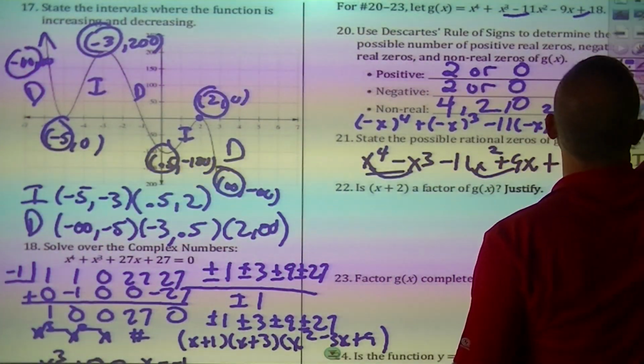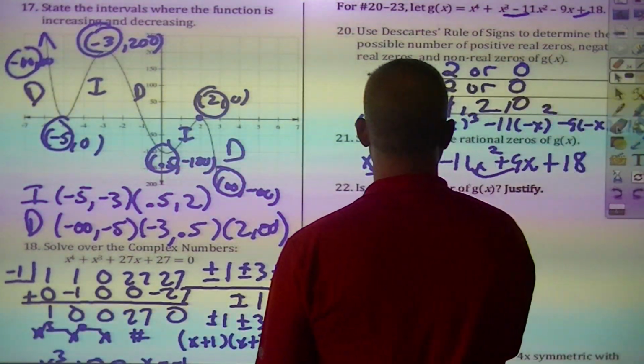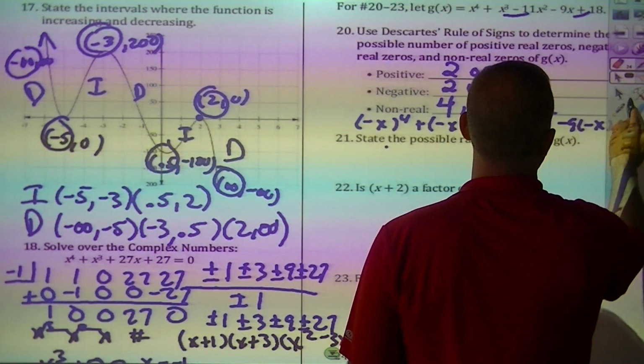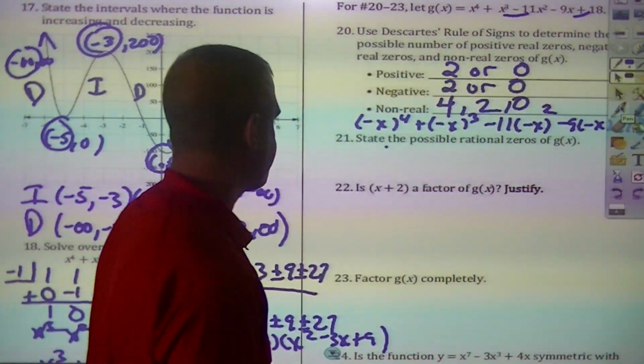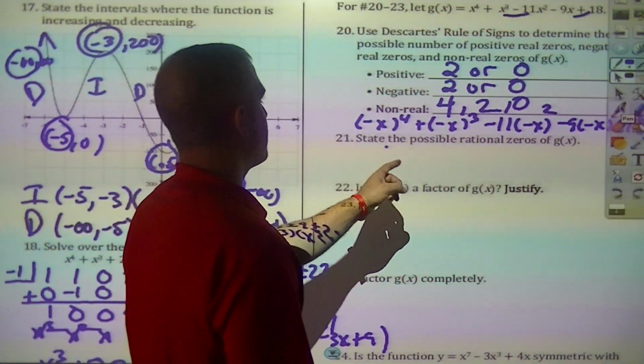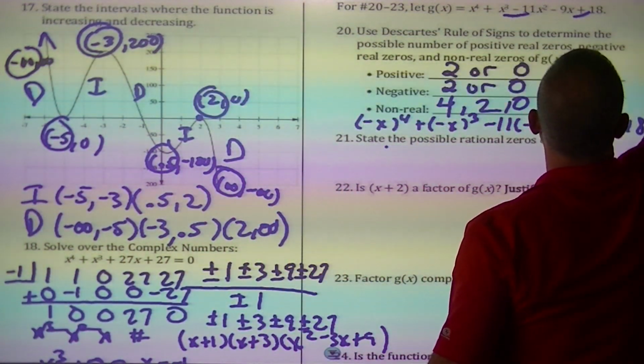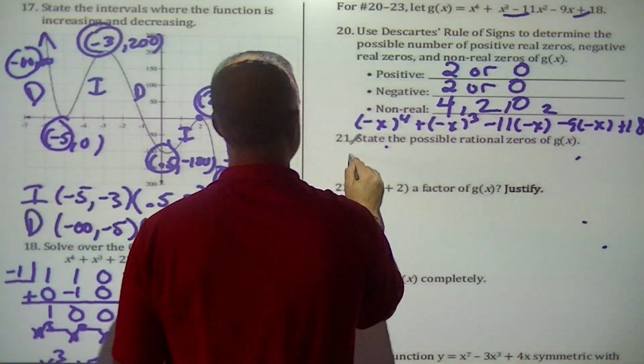All right, let me erase this. I think I missed a problem at the beginning. I have to go back and do it. State the possible zeros of g of x. So the way I would do that is that's going to be 18.